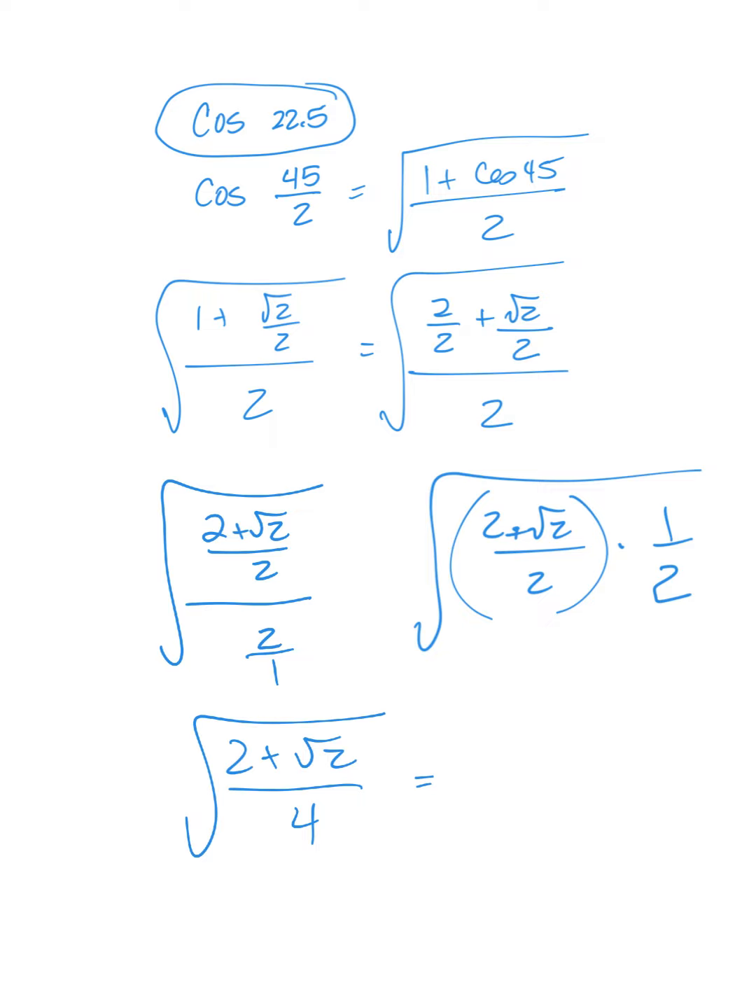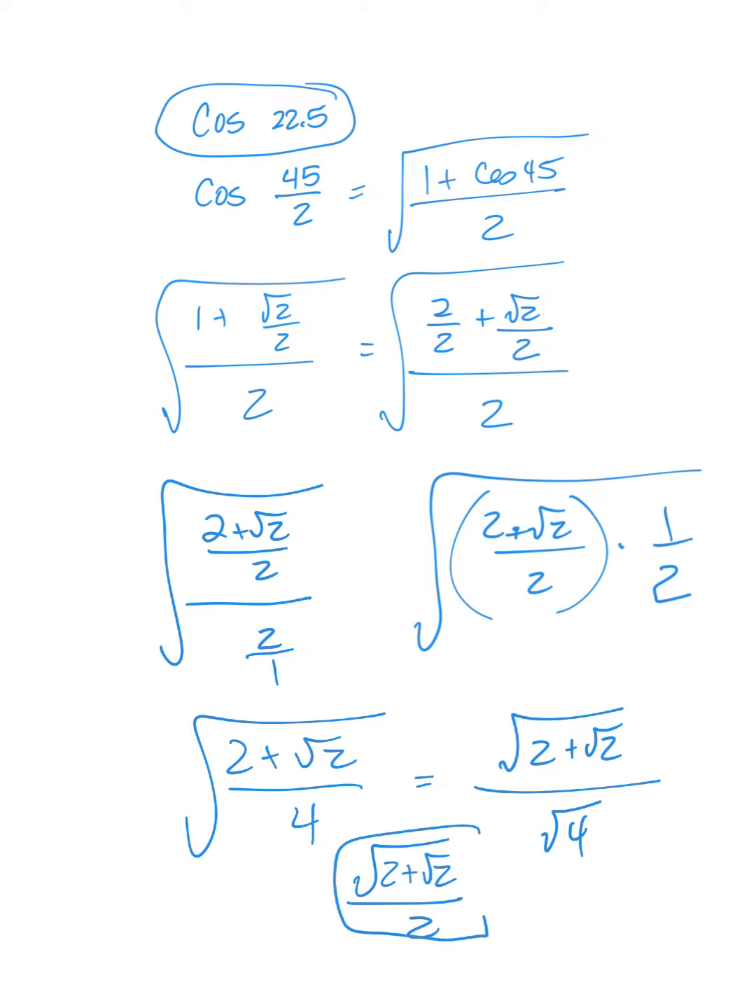Here we go, and we're going to give the top a radical and the bottom a radical. And if you notice, the bottom comes out clean as a 2, so the final answer is 2 plus root 2 over 2. And if you put that ugly decimal in your calculator and you type in your calculator cosine of 22.5, it should give you the same ugly decimal.